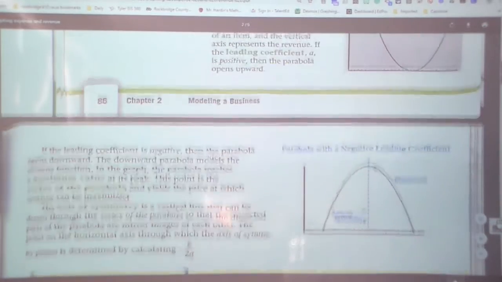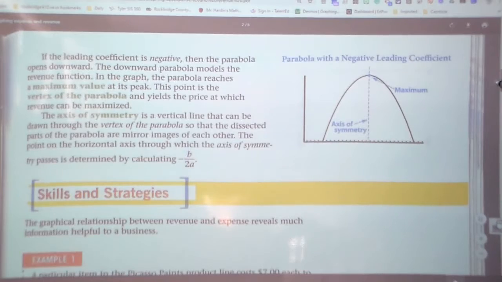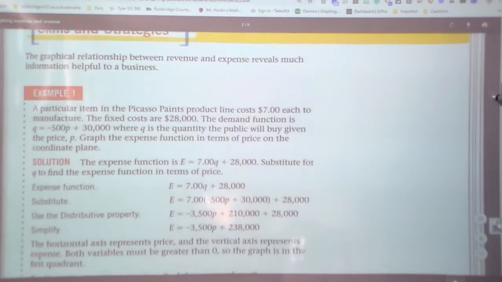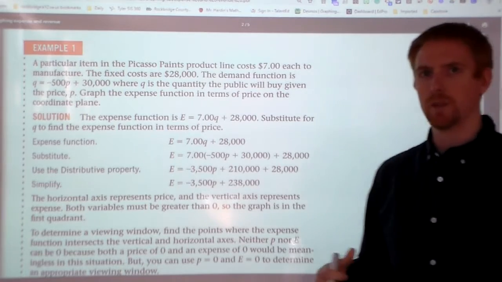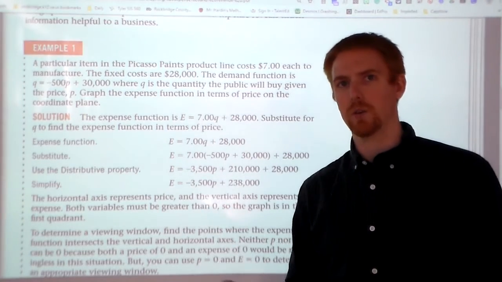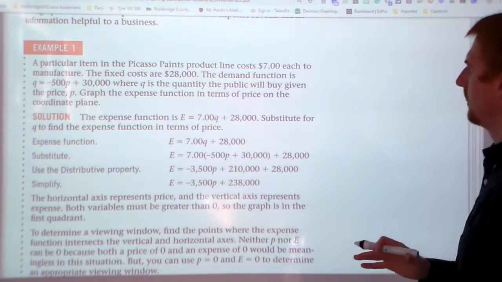It goes back through some algebra ideas about what a parabola is, how you find axis of symmetry and maximum, just some basic ideas. I really want to go over a couple examples here. They're all kind of chained together. It just kind of breaks it up into pieces for you for how you do the whole process.